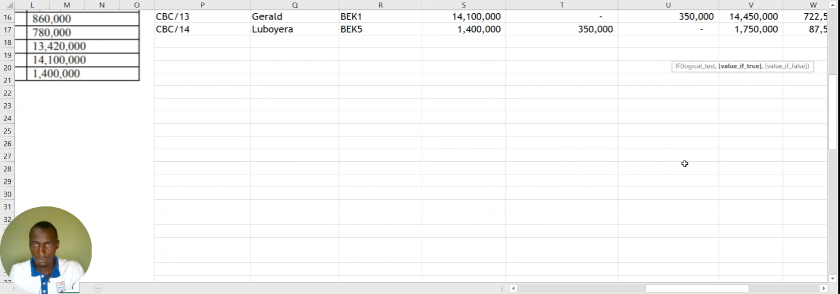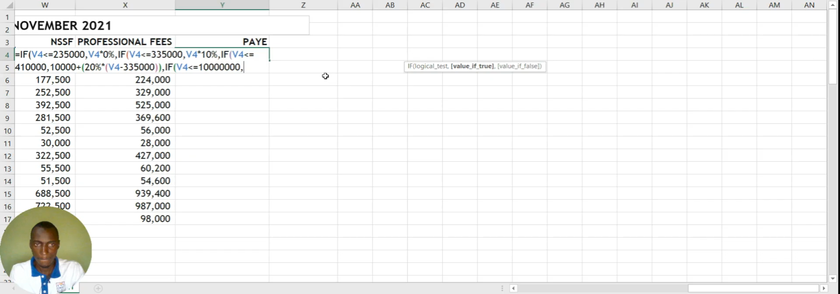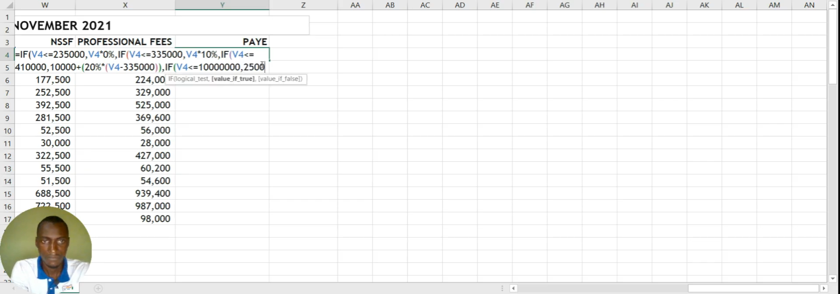Okay. So it's going to be 25,000 plus 30% times the gross pay, which is V4, minus 410,000. Exceeding 410,000.